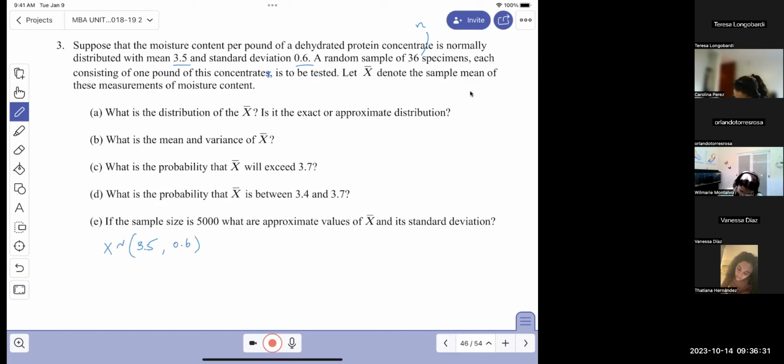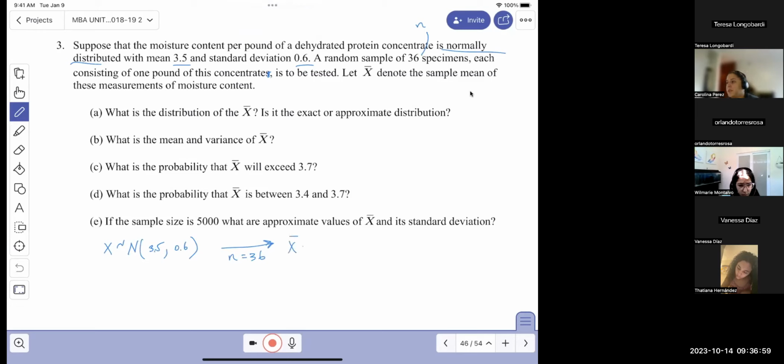Oh, they're told it's normal. Sorry, I'm wrong. I did that wrong. Let me do that again. So we need this as well. It's normal with a mean of 3.5 and a standard deviation of 0.6. And because of that, with N equals 36, which we don't need to be large because it's already known to be normal, we know the shape.